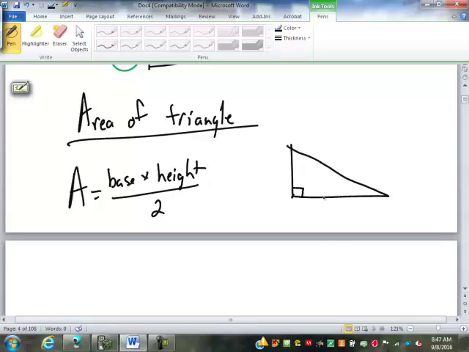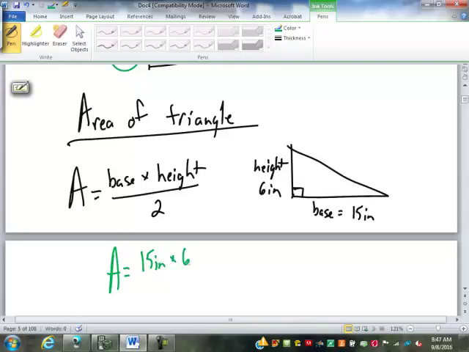So for a triangle, the base is the bottom here. Let's say that base is 15 inches. The height isn't necessarily one of the sides of the triangle. In this case it is. The height is perpendicular, at a right angle, to the base. So the height here, let's call that one 6 inches. So the area of this triangle is that base of 15 inches times the height of 6 inches divided by 2.